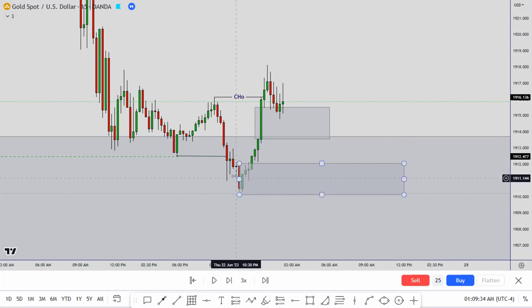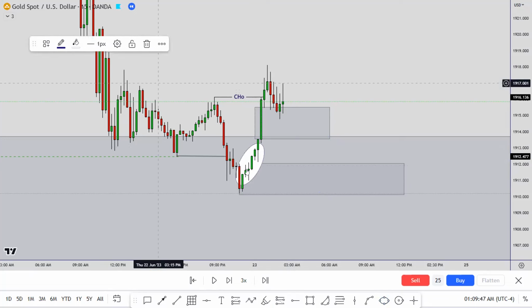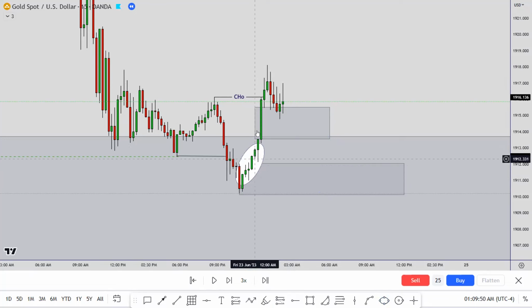Because we saw this displacement to the upside, and you see we have an imbalance right here. At this level here, we don't have a very nice impulsive move. We didn't get that big impulsive move. We saw the big impulsive move here. That's why we saw this very big candle here. That's why I think price just reacted from this and started to push to the upside.